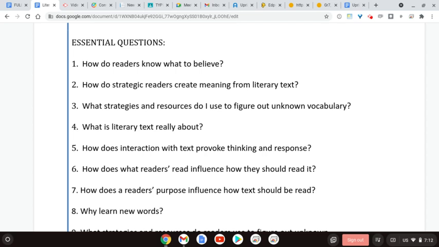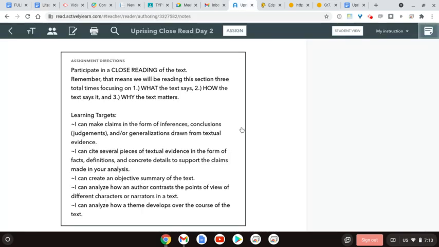Good morning. Today we are going to close read for the second time the text Uprising. We're going to look at essential question number 4, what's literary text really about? And number 5, how does interaction with text provoke thinking and response? As we work through this different excerpt of Uprising, we're going to read through the text 3 times. First for what the text says, second for how the text says it, and third for why the text matters.